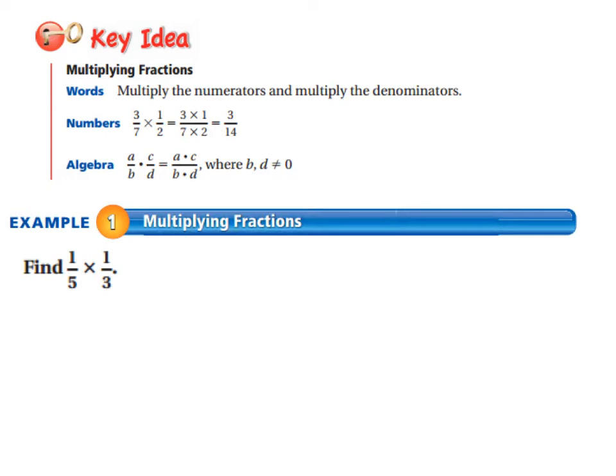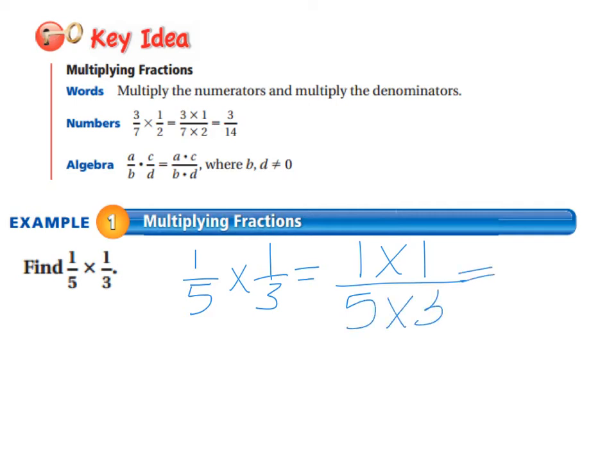In example 1, multiplying fractions, they're asking us to find 1/5 times 1/3. In multiplying fractions, then, we're going to take the 1/5 times the 1/3, and we're going to say that's equal to the numerators, 1 times 1, over the denominators, 5 times 3. And then completing that multiplication, 1 times 1 is 1, and 5 times 3 is 15. So 1/5 times 1/3 is the same as 1/15.